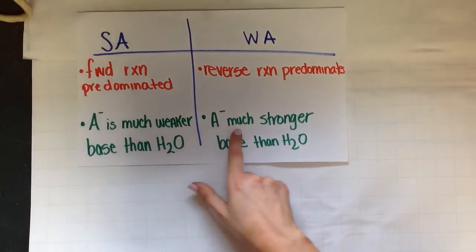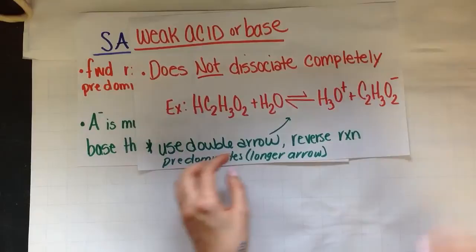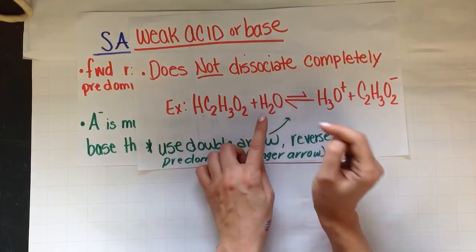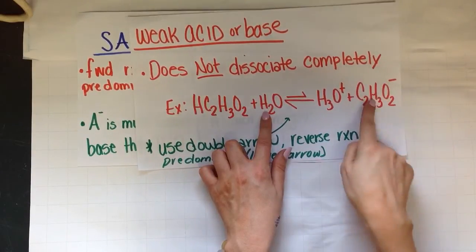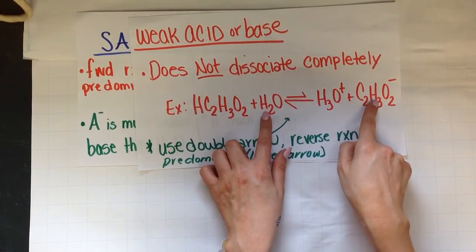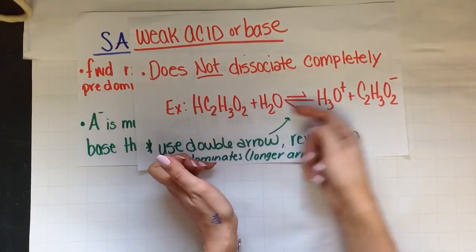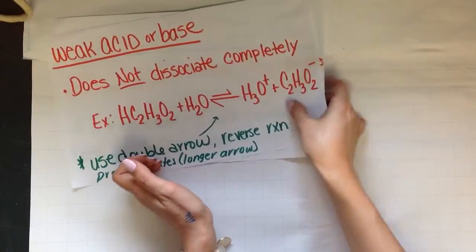Okay? Now for a weak acid, the A minus is much stronger than the base of water. So in other words, in this instance, because this is favored, this water is not going to be as strong as this conjugate. This conjugate base says, I'm going to steal back that hydrogen and turn back into this, right? This is what ends up forming, okay?